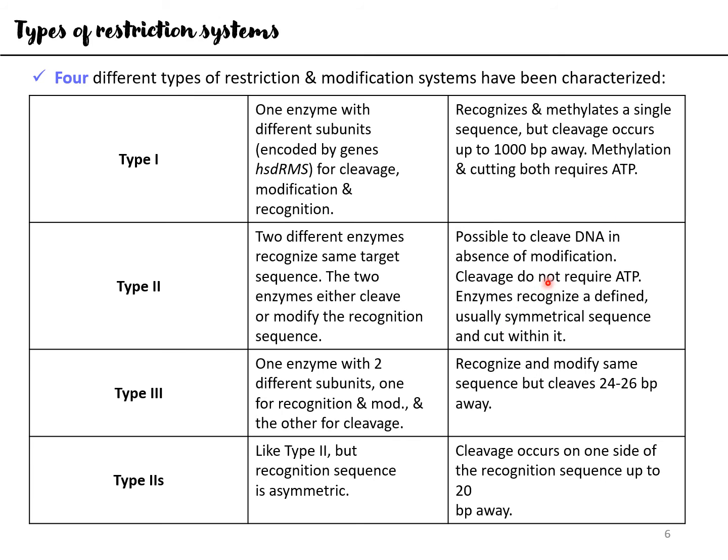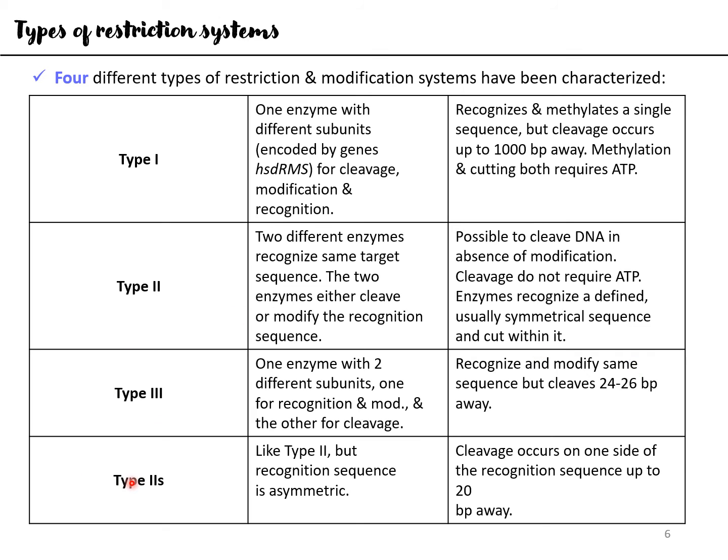The enzymes recognize a defined, usually symmetrical sequence and cut within it. So type 2 enzymes, the sequence that they recognize is symmetrical in nature, and because they cleave within it, this will give a reproducible pattern of DNA cleavage.